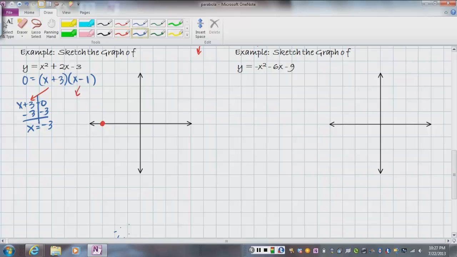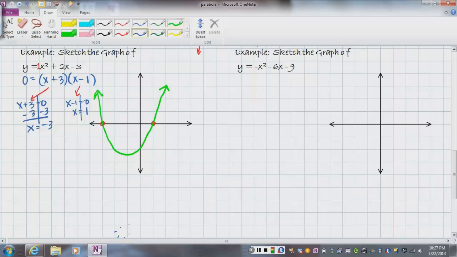We're going to set the other factor equal to 0. x minus 1 equals 0. x is positive 1. That's the location of another root. I notice that my leading coefficient is positive 1, and what that tells me is that my parabola is going to open upward. At this point, all I really care about is, do you know what roots are? And do you know which way your parabola should open? We're going to get much more detailed down the road, but for now, this is enough.